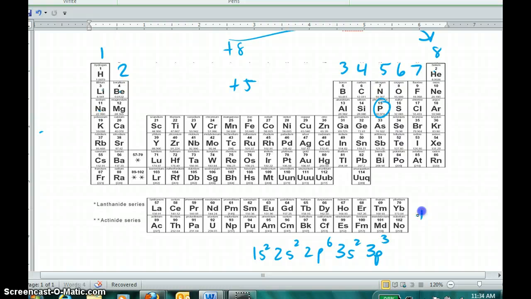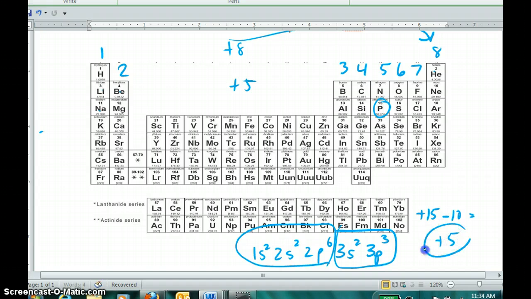Now it has 15 protons in the nucleus, exerting an effect on these valence electrons out here. But that means these 10 non-valence electrons block that effect, and plus 15 minus 10 is a plus 5 effective charge for phosphorus. So yes, any main group element that's neutral, we're talking about neutral atoms, has the same effective charge as its group number.